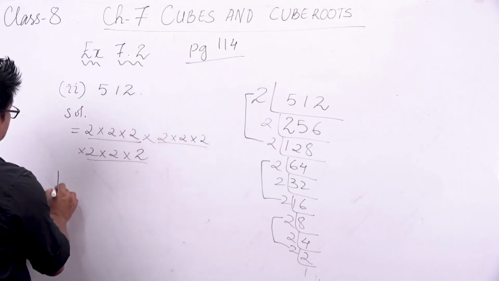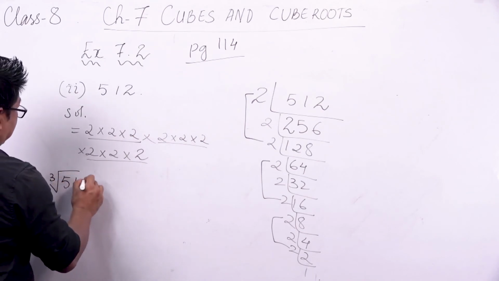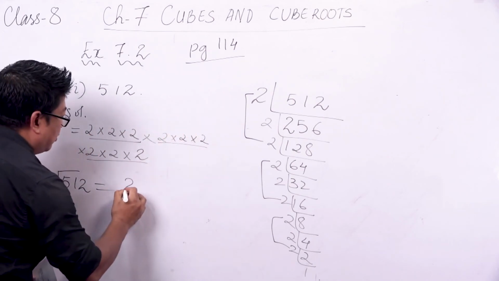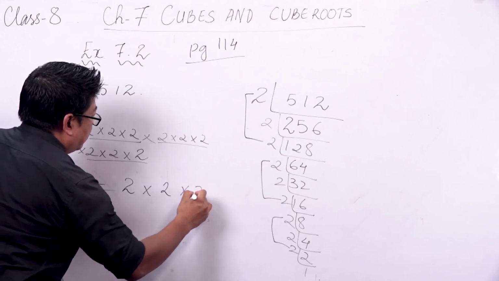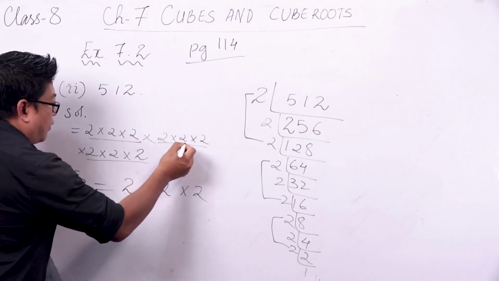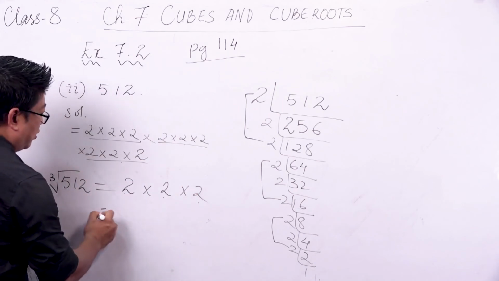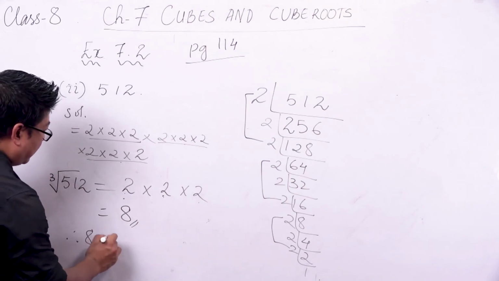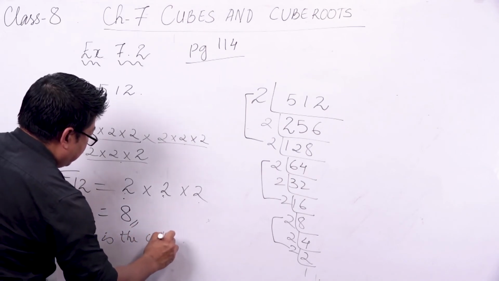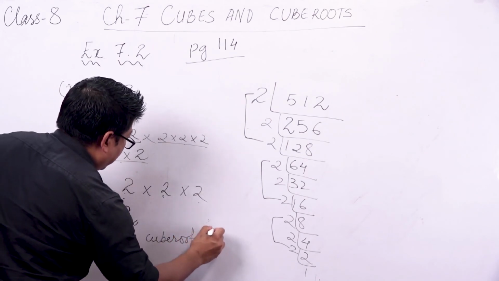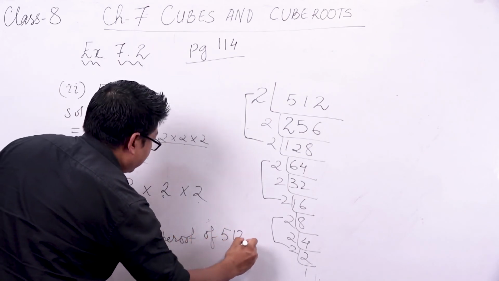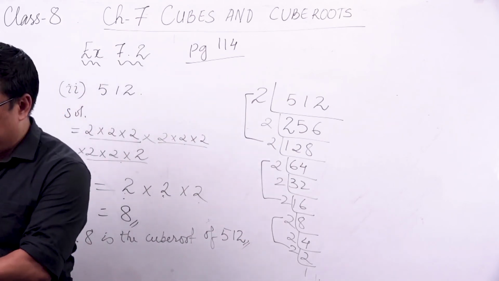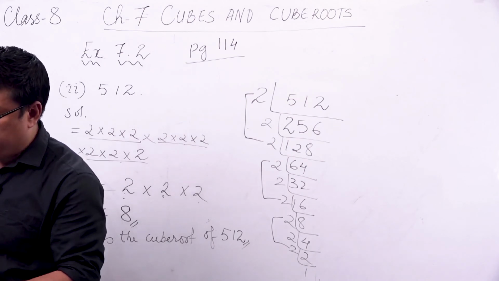So this can be written as cube root of 512 is, from each group I will take only 1, 2. 2 into 2 into 2. That means from here I took 1 two, from here 1 two, from here 1 two. So 2 into 2 is 4, 4 into 2 is 8. Therefore, 8 is the cube root of 512. Alright children, so this is all about finding cube roots through factorization.